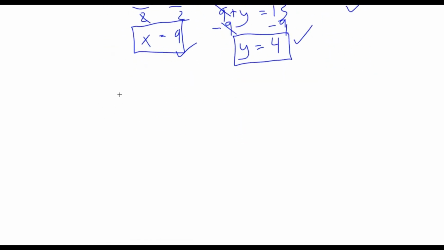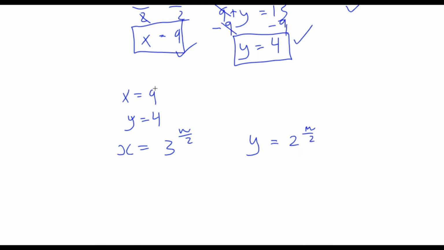So now, remember, x equals 9, y is equal to 4. So remember before how we set x equal to 3 to the power of m over 2, and we set y equal to 2 to the power of m over 2.